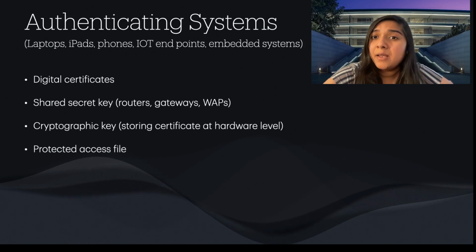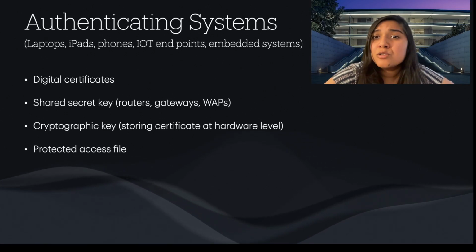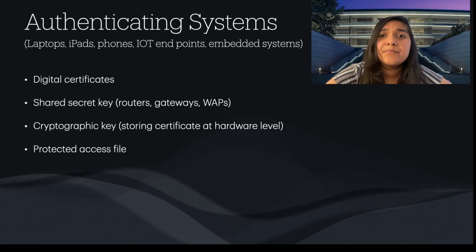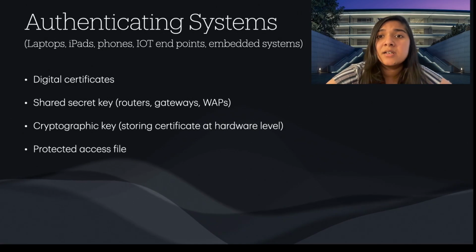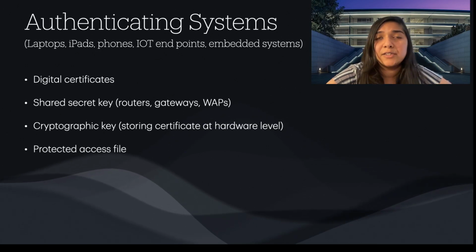So next up we have authenticating systems. Just like people, systems also need to authenticate themselves. They also need to prove their identity so that they can talk to each other, and so that the connection is secure and they can exchange the data securely. So there are some ways to do it, and the first one is digital certificates.